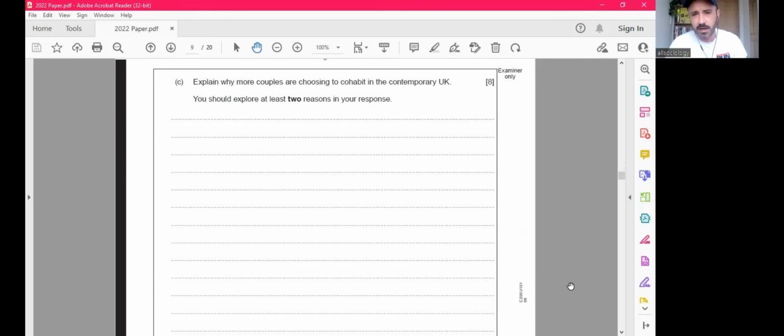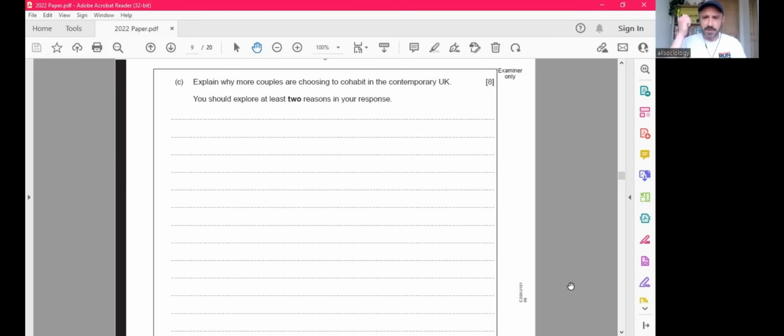So this question here asks you, explain why more couples are choosing to cohabit in the contemporary UK. You should explore 2 reasons in your response. So you have to talk about 2 things. The way I structure these is I would just give 2 PEEL paragraphs, so point, explain, evidence, link. You don't need an intro, you don't need a conclusion for this. It's just a bit of a waste of time. So how would I talk about this? 2 reasons for more cohabitation.